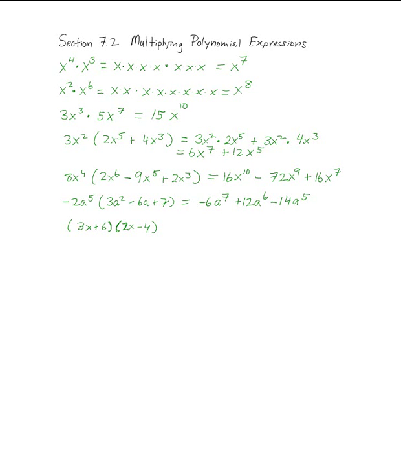All right, well, there's really not much difference. You do the distributive property. You start with the 3x and you distribute it to both of the pieces here. So 3x times 2x, 3 times 2 is 6, and then x and x gives an x squared. 3x times the minus 4 is a minus 12x. And then you take the 6 and you distribute it through. 6 times 2x is plus 12x. 6 times negative 4 is negative 24. We end up with 6x squared minus 24.